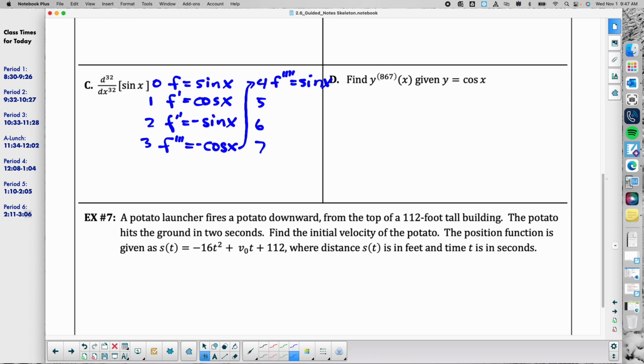This one says 32nd derivative. What would be the answer? Sine of x. Yeah, this 32 would be the direct multiple of 4. If this said 35th derivative, then I would know it would be the third one, because 36 would be the correct next multiple. So you just use the pattern to figure it out. So d32 over dx32 of sine is sine.